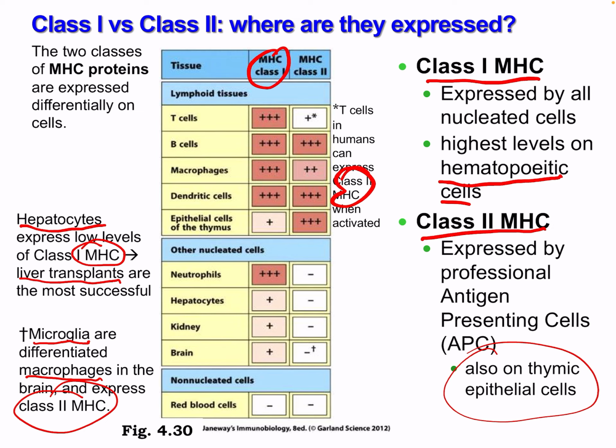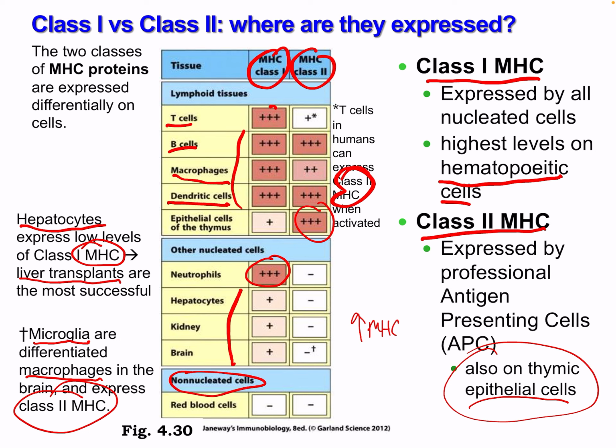We can see MHC class 2 is highly expressed on T cells, B cells, macrophages, and dendritic cells, but we also have lots of MHC2 on the antigen-presenting cells, which are these 3 right here, and in the epithelium, the thymic epithelial cells we talked about here. Neutrophils have high expression of MHC class 1, so these phagocytose pathogens and can present them with MHC to the T cells, initiating an adaptive immune response. They're also seen on hepatocytes, the kidney, and the brain. And again, one interesting thing here is that non-nucleated cells, like red blood cells, don't have either.